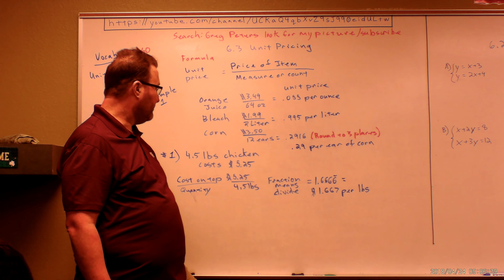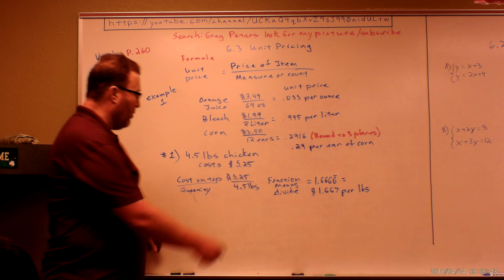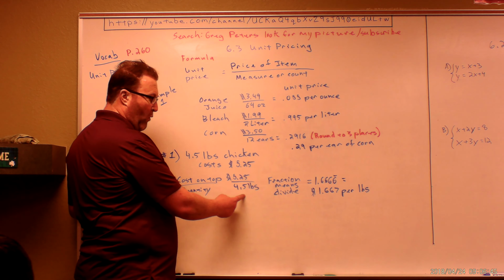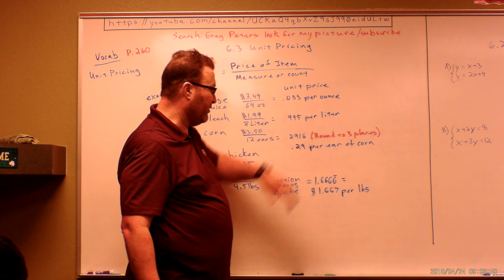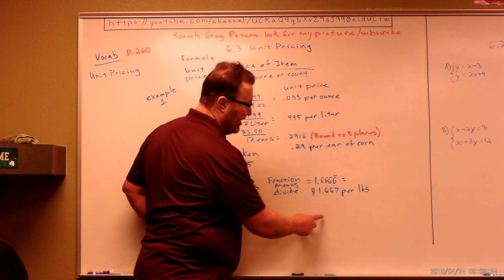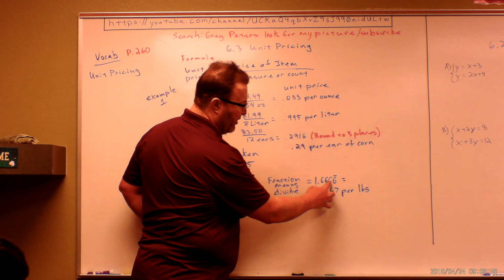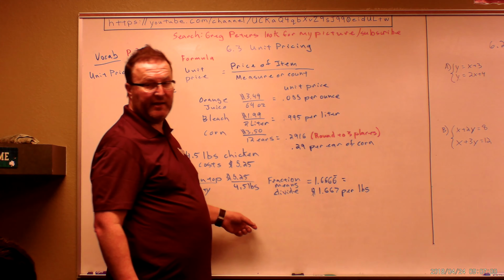Okay, any questions on this so far? It's just price divided by quantity, right? Okay, number 1. You have 4.5 pounds of chicken, the cost is $5.25, okay? So the cost is always on top. We put $5.25, we divide it by the 4.5 pounds, and it gives us 1.66, and it continues on. But we're concerned about the price per pound. We're going to take it to the third digit. We're going to take the 6, turn it to a 7, 1.667 per pound. That's what the price is.